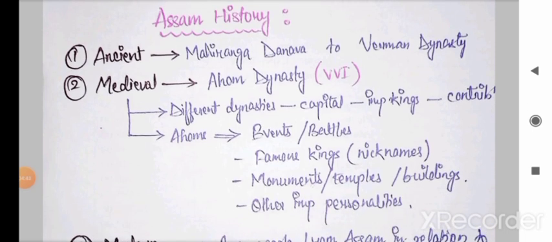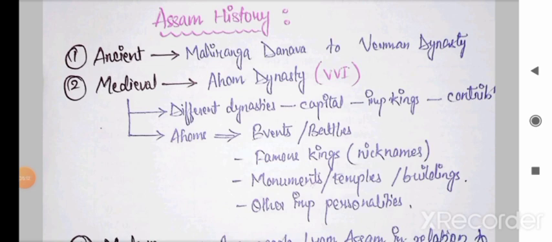What we need to read in Assam history. In ancient history of Assam, we need to read about Mahiranga Danav to the Burman dynasty, everything, which is not very much. Assam history can be completed in one single day if one studies well, okay? Because I have completed it, so that's okay. That's doable. In medieval history, the Ahom dynasty is very, very, very important.